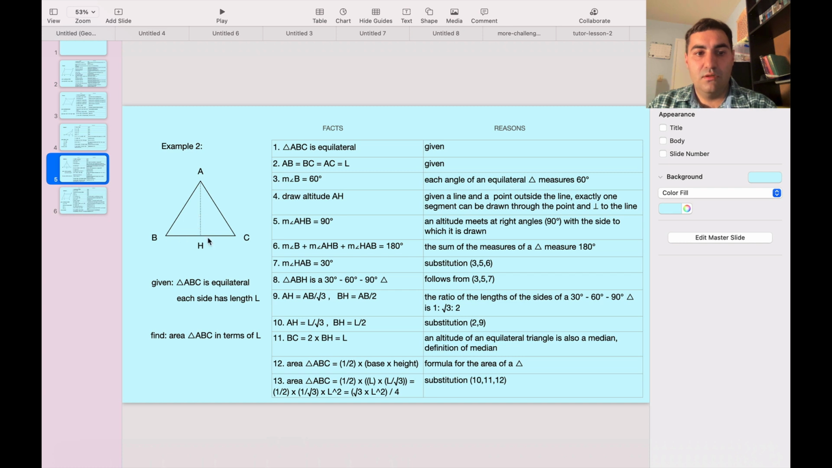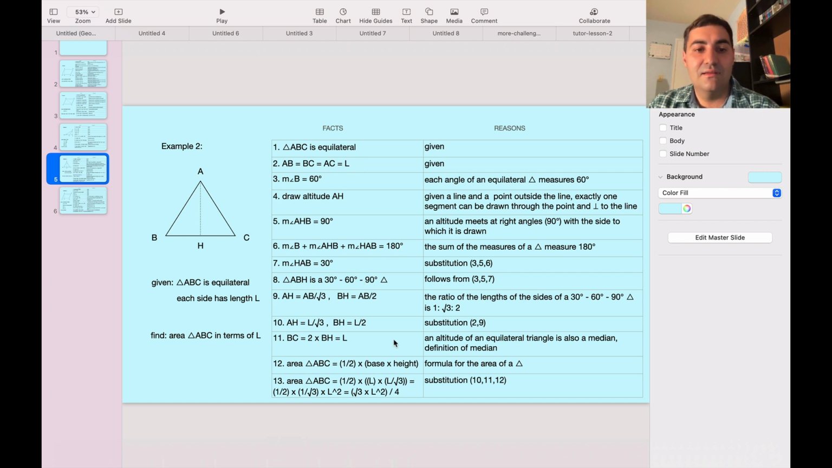So now let's take a look at BC. This is a theorem: an altitude of an equilateral triangle is also a median. You can actually prove this using the definition of a median. I'm not going to do the proof here, but it's a good exercise to do on your own. So H is going to be the midpoint of BC. In other words, the length of BH is 1/2 the length of BC. So the length of BC is going to be 2 times BH, which is equal to L, which we already knew from up here.